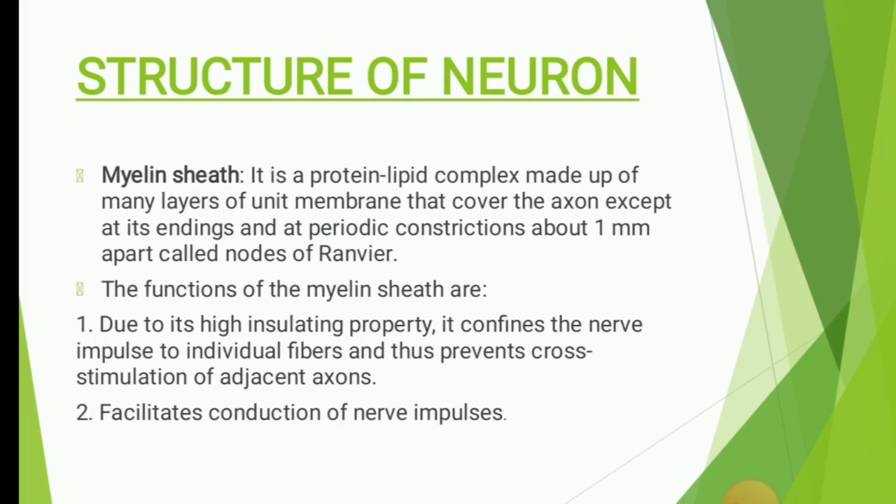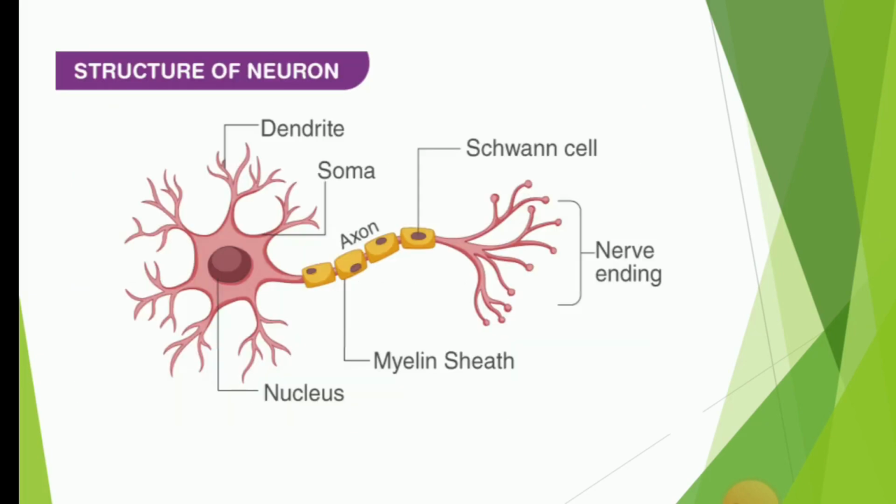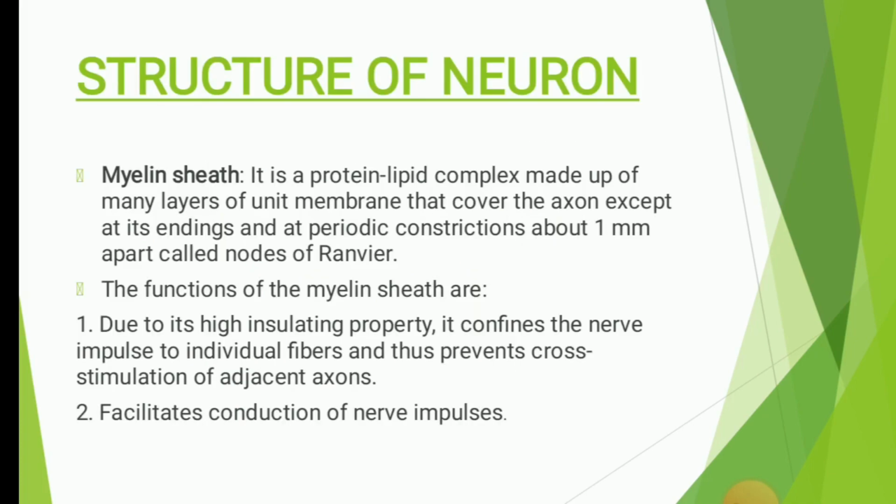Next, we have the myelin sheath. It is a protein lipid complex made up of many layers of unit membrane that cover the axon except at its endings or at periodic constrictions about 1 mm apart, called nodes of Ranvier. What are nodes of Ranvier? Nodes of Ranvier are these gaps in between the two myelin sheath. Hope you can see it. They are the gaps in between two myelin sheath. It is known as nodes of Ranvier.